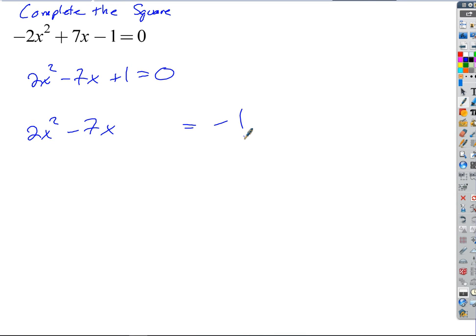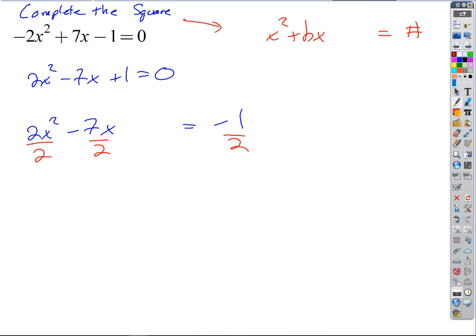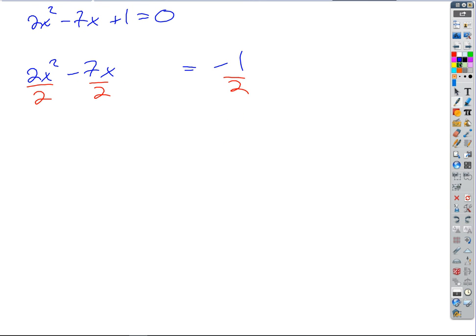Remember, our goal, in order to complete the square, is to get this in the form x squared plus bx equals some number, right? So we need the coefficient of x squared to be 1. So we divide everything by 2. I'm dividing multiple terms by 2, so I'll just divide each one separately, right? And what's that give us? Okay, so x squared minus 7/2 x equals -1/2.